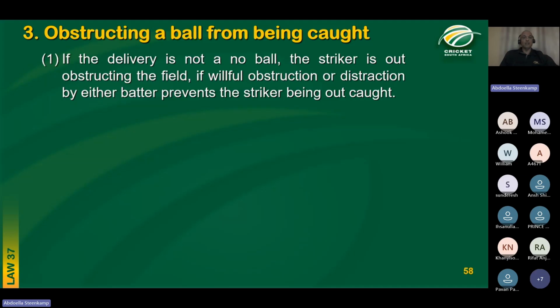There's an appeal. Because the obstruction was willful, you need to give the striker out obstructing the field. Yes, I know it was the non-striker that caused the obstruction, but because it's not a no ball, the law tells us the striker needs to be given out.